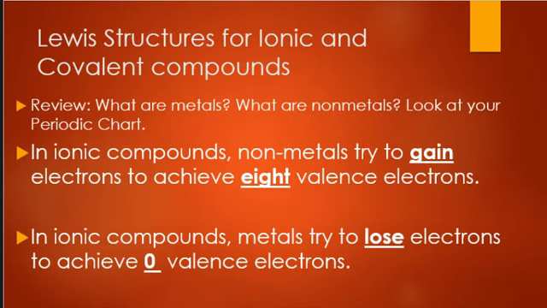Okay, so also remember, this is just a little review right here. If something is ionic, remember what that means? It's going to have a metal and a non-metal, remember that? That's from before. So if we have an ionic compound, then we are going to see the non-metals are going to try to gain electrons to achieve 8 valence electrons.